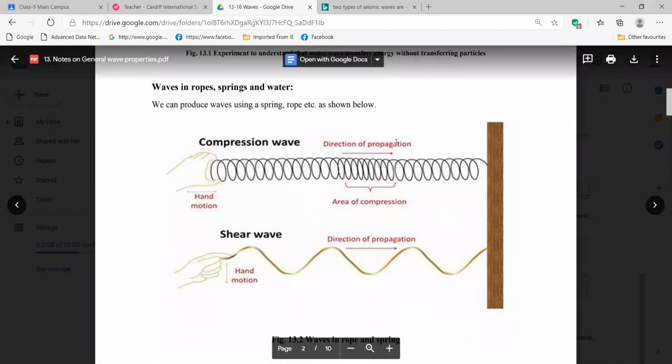So you wrote that heading. You write types of waves. Write today's date and write this, types of waves. Then the first one is longitudinal waves. And I'm giving you some examples of longitudinal waves. One is sound wave.